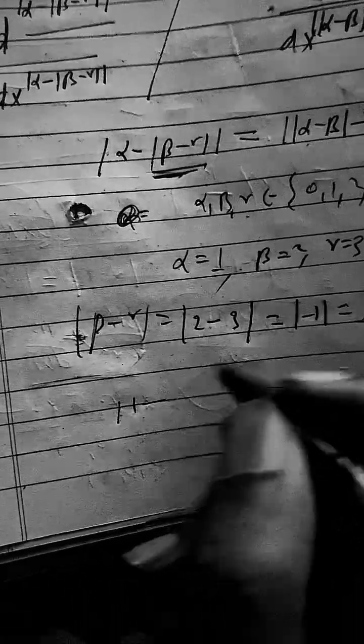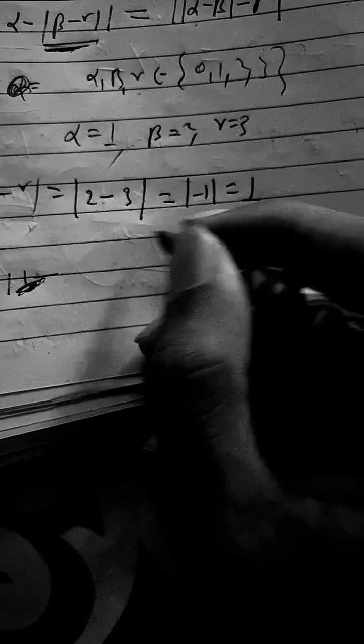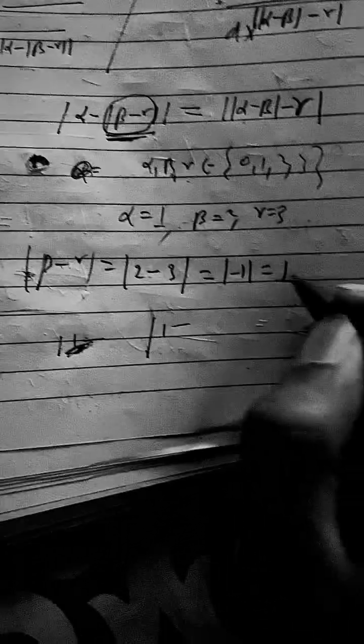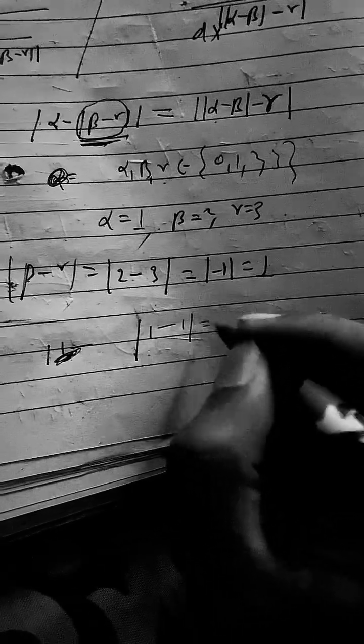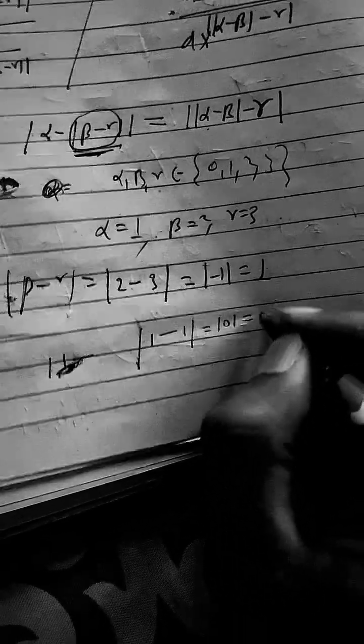So we get the absolute value of alpha, which is 1, minus the value of this we have calculated, which is 1. The answer is the absolute value of 0, which is 0. So for this we got 0.